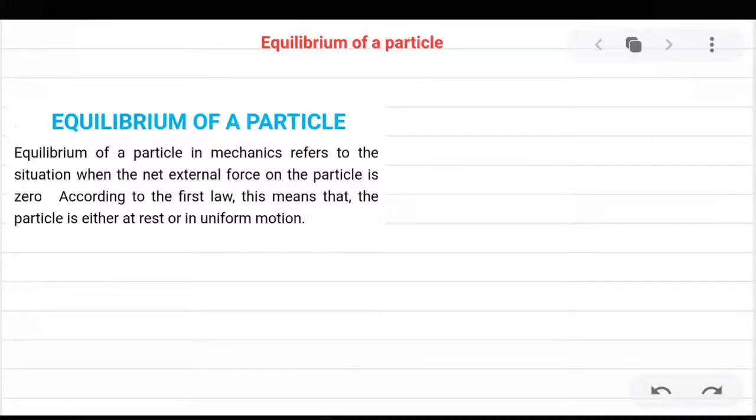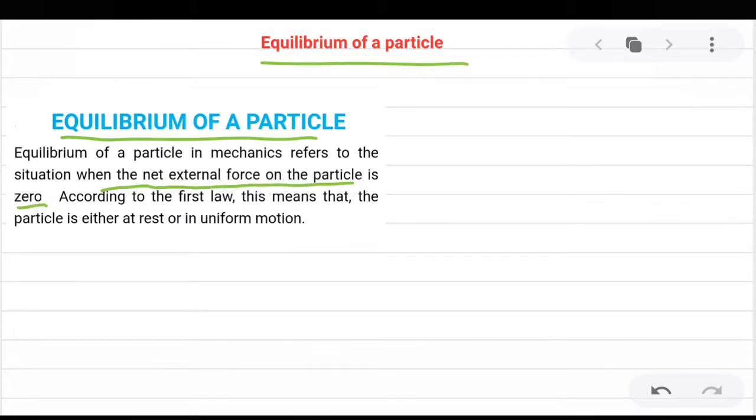Hi everyone. So in this video we are going to learn about equilibrium of particle. As per NCERT, equilibrium of particle in mechanics refers to a situation when the net external force on the particle is zero.